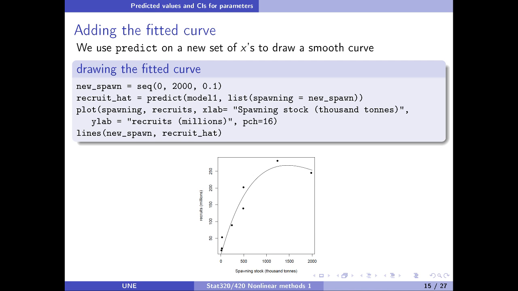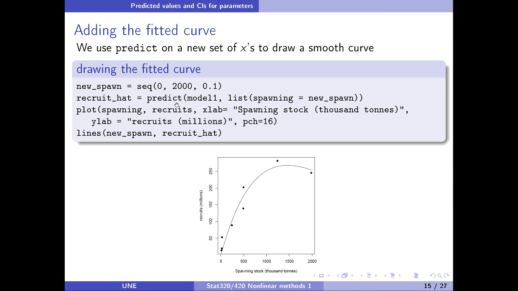The next thing we can do is add a fitted curve. I want to draw a nice smooth curve because I want a pretty picture at the end of the day, so I'm going to have to come up with some new data points. I say new spawn equals sequence 0 to 2000, because the spawning stock range went from about 0 to about 2000. That's the range I want to draw from. And I picked a nice small step, 0.1, to make sure that I have a nice smooth curve. That 0.1 is probably a little overkill in this case.